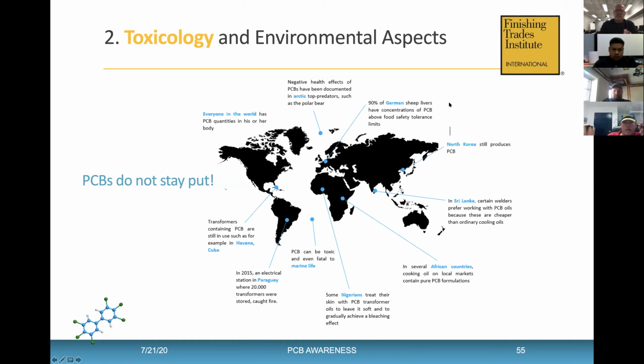90% of German sheep livers have concentrations of PCBs above food safety tolerance limits. So imagine that. Mutton's a pretty tasty food. I like me some lamb every now and then. But imagine that. 90% of the German sheep population is contaminated above recommended food levels. Why do you think that is, Bernie? They eat grass. Yeah, it came from the Nazis back in World War II.